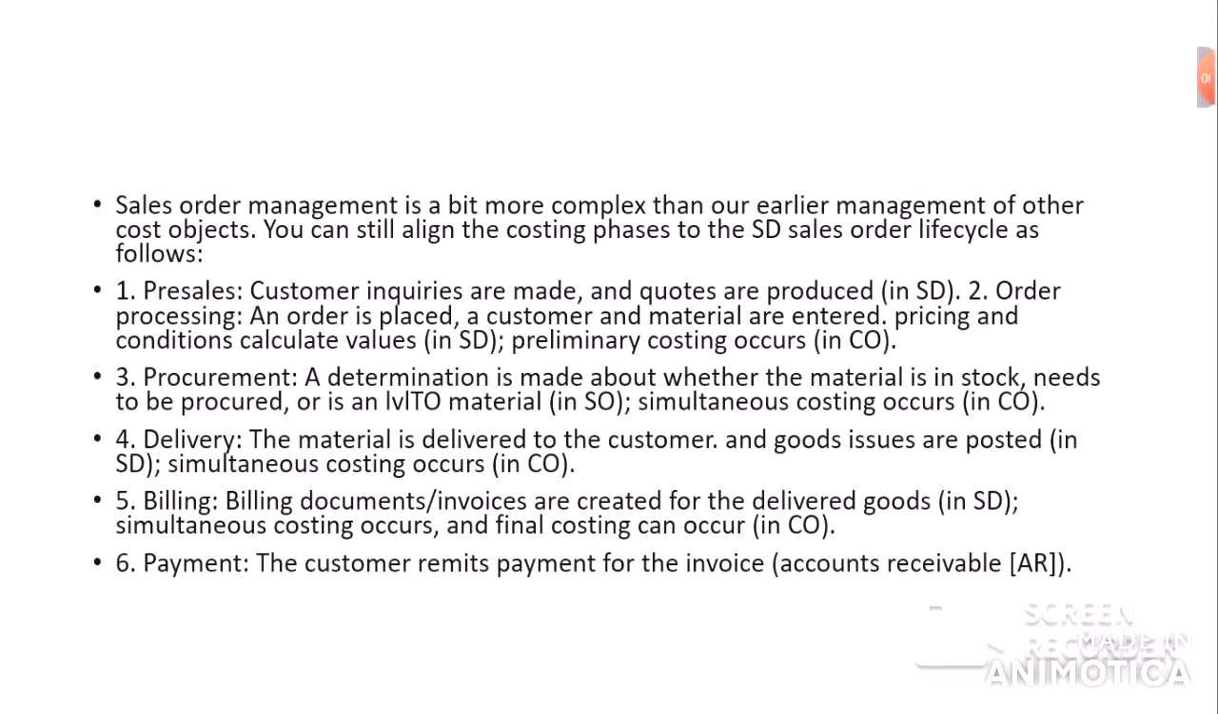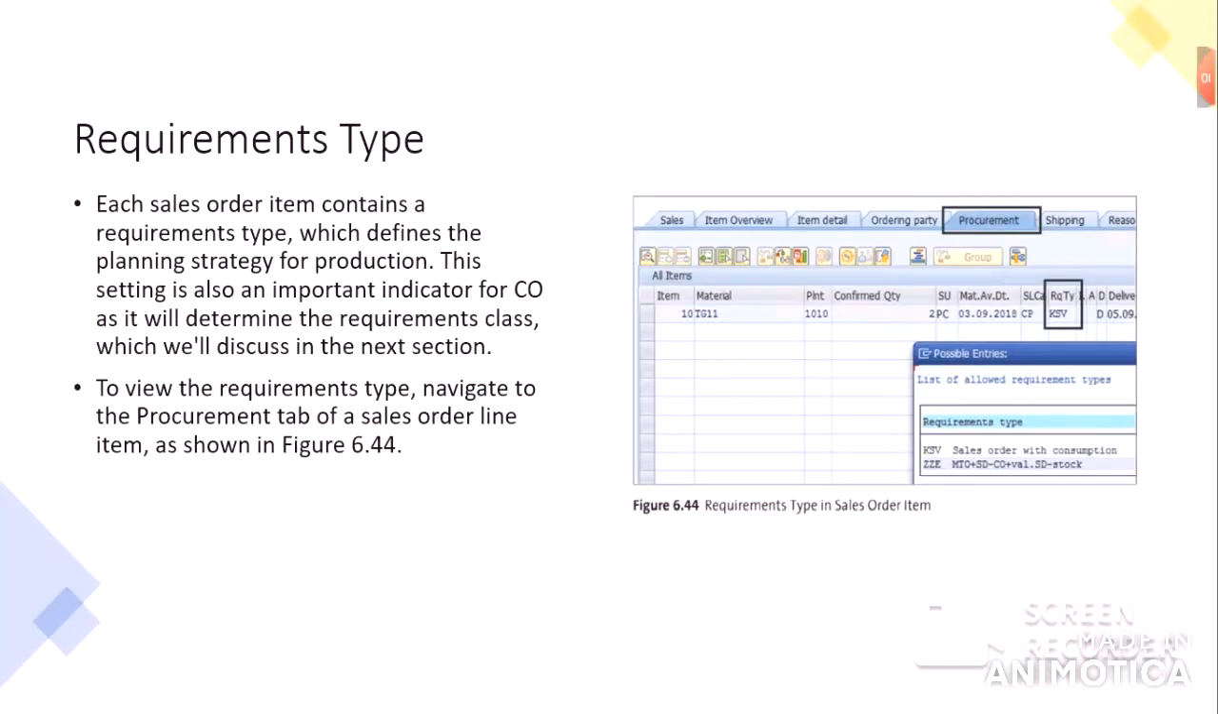Payment. The customer remits payment for the invoice. Accounts receivable. So these are the steps or costing phases which we can follow for the sales order life cycle: pre-sales, order processing, procurement, delivery, billing and payment.